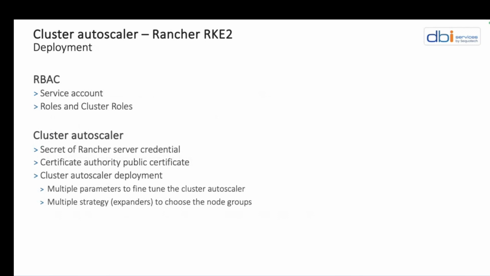Once we have done that, we can begin to deploy some resources into the clusters. We will deploy a service account and the associated roles, so there will be a cluster role and simple roles. After that, we can deploy a secret that will contain the Rancher credential. Optionally, you can also add the certificate authority of Rancher. And we will deploy the cluster autoscaler, which will be a deployment. Here you can specify your own parameters depending on your needs.